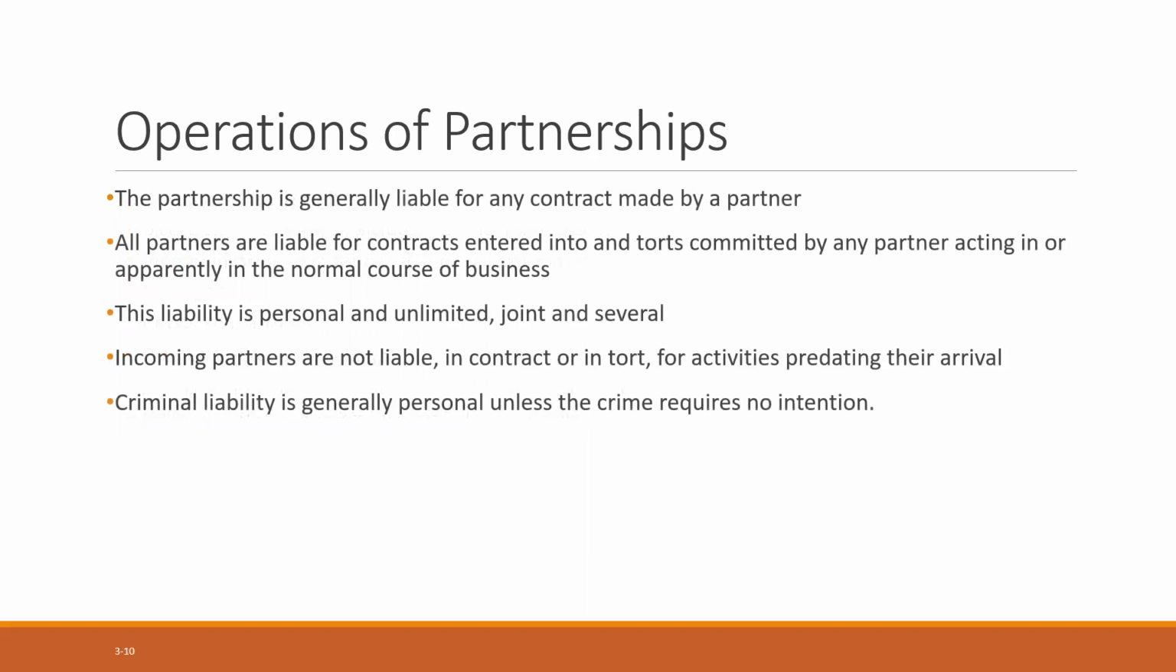So the partnership is liable for any contract made by a partner. So that's, again, kind of like marriage, right? Your husband could go out and buy a car and take out a big loan on it, and you're just as liable to pay that as he is. That's the scary part of partnerships, and marriage too. And again, it's nice to have people you can trust. All partners are liable for contracts entered into and torts committed by any partner who's acting in the normal course of business.